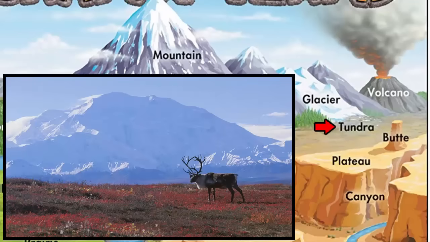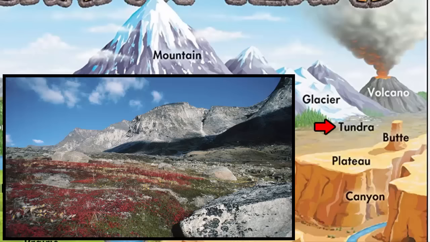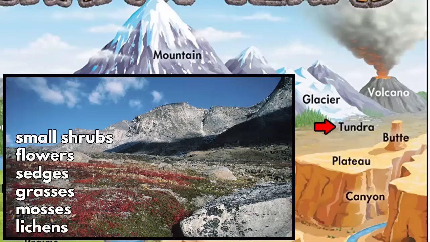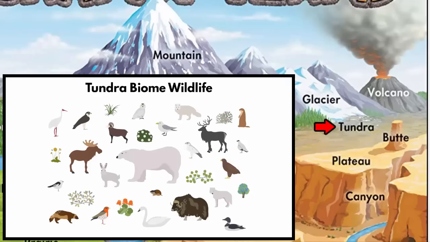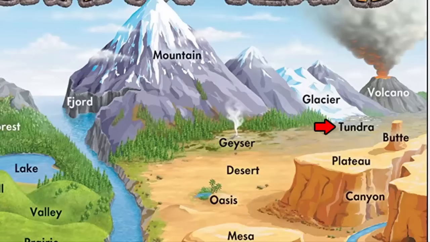The word alpine means mountain. In this ecosystem, you will rarely find trees. Mostly you will find small shrubs, flowers, sedges, grasses, mosses and lichens. The wildlife in this region consists of musk ox, yaks, mountain goats, snowy owls, Arctic foxes, polar bear, etc. The climate of this region is mostly dry, with cold temperatures.